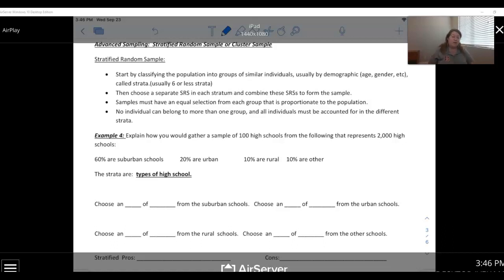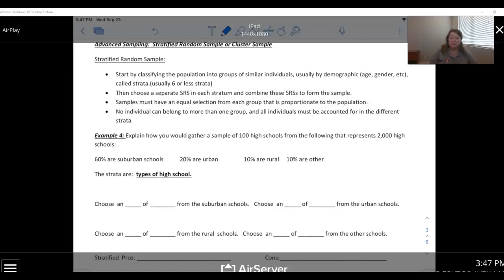Okay, so if we know they're about equal sizes, we take about an equal amount from each one. But if we know one is significantly more than the other, then we want to pick significantly more from that strata than from others. Okay, no individual can belong to more than one group. They have to be within one of those groups. Okay, so random selection, but we do the stratified first.